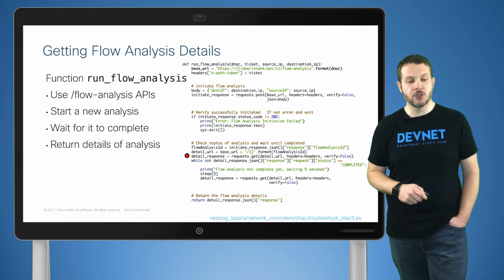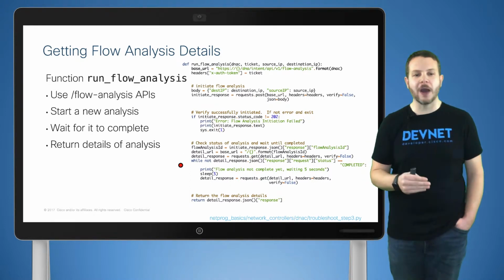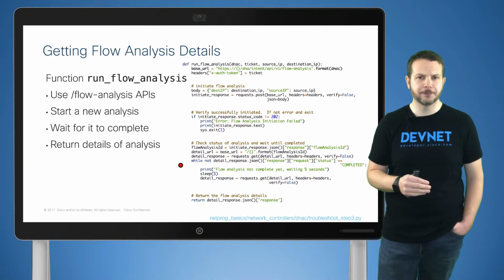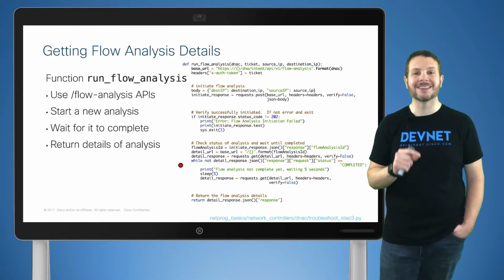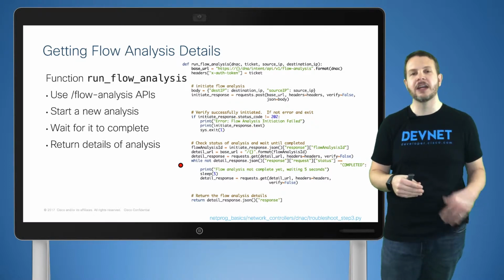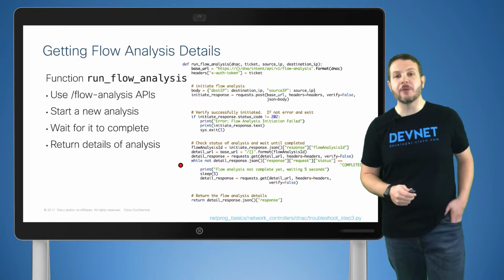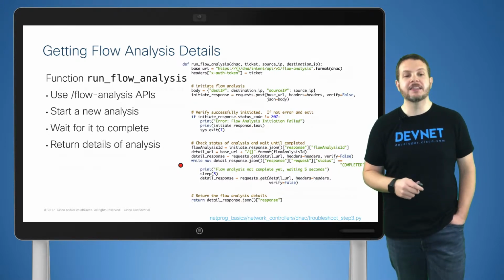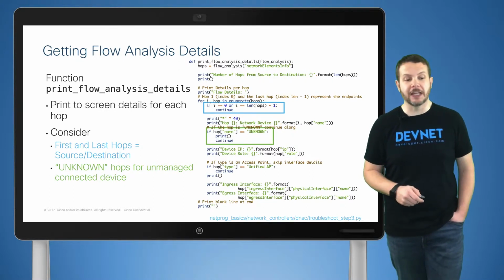If we get our 202 back, we can then go ahead and check for the status of that request with a while loop. The while loop is there because we have to wait for that status to come back as completed before we have the actual details necessary to process and operate successfully. Once we have that, we can return it back and then send it along to the print flow analysis details function. In here, a couple of pieces worth looking at.